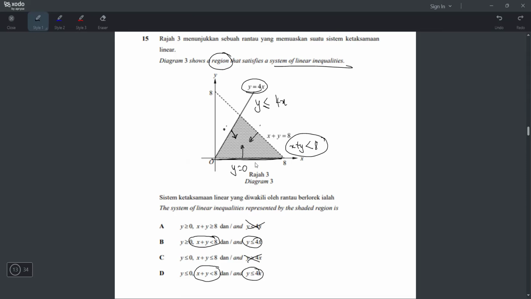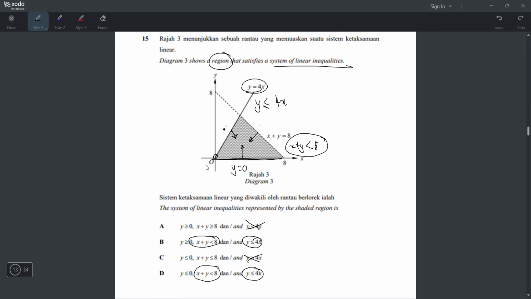Okay, because the line is horizontal. When the line is horizontal, it must be y equals a number. Remember that. If it's completely vertical, then it's x equals a number. But why do I write y equals 0? Why is it 0? Because it cuts the y-axis at zero. That is why it's y equals 0.